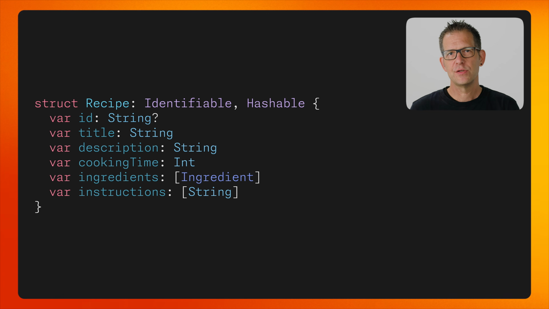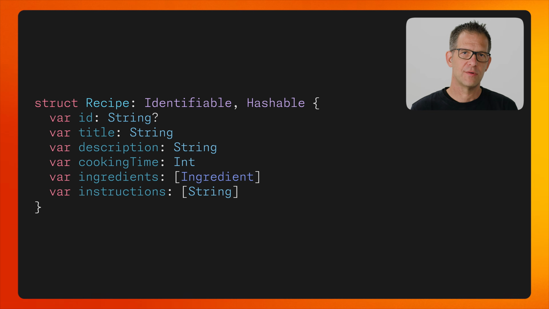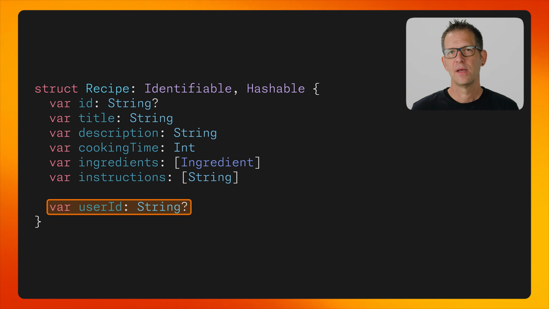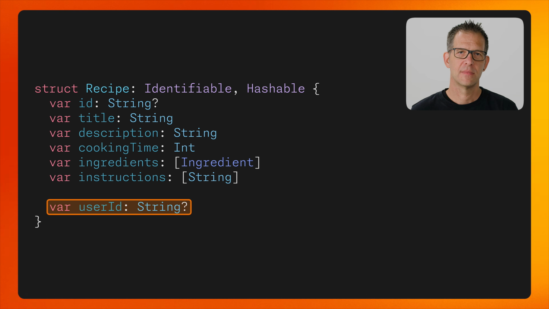To make sure each user can only see their own recipes, we store the user's ID in the recipe documents. This way, we can filter by user ID in our app. At the end of this video, I will show you how to set up security rules to make sure users can only view and edit their own recipes.